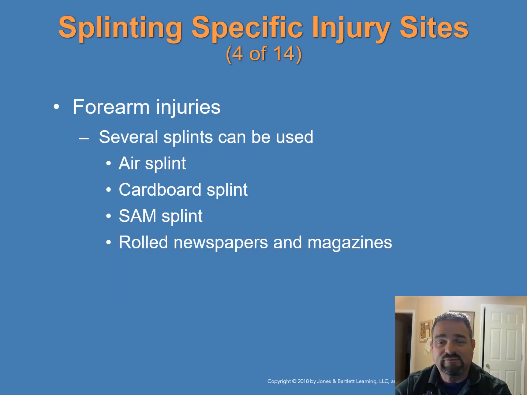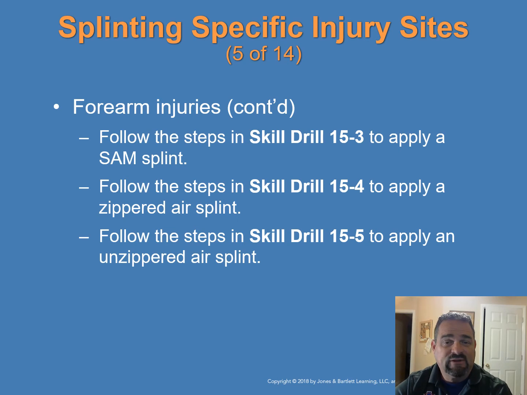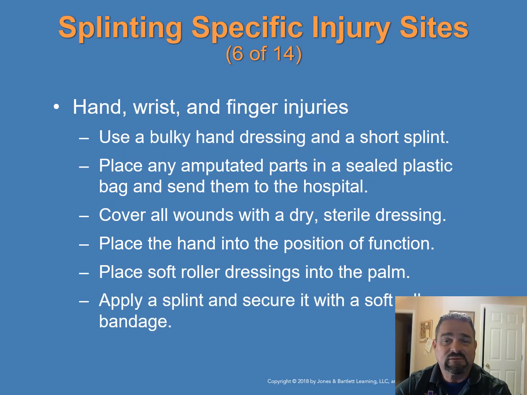Forearm injuries, several splints can be used. Your air splints, your cardboard splints, SAM splints, even rolled newspapers and magazines can work for this. Follow the steps in skill drill 15.3, 15.4, and 15.5. We'll do those in your lab assessment.